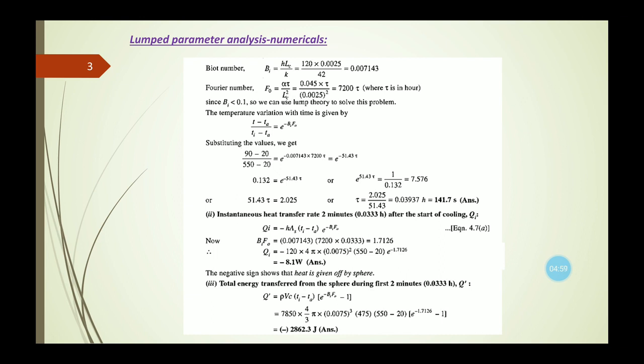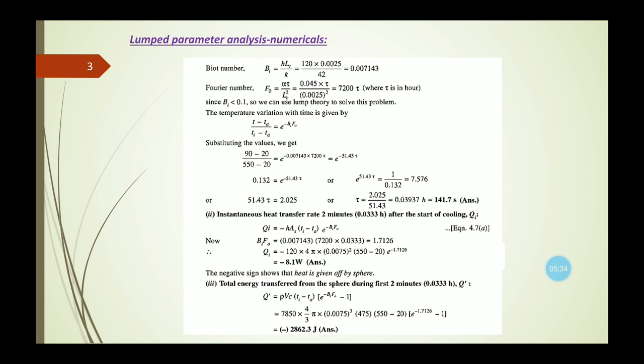Now how to calculate the value of the Fourier number? The formula to calculate the Fourier number is alpha tau by Lc square. Now the value of alpha, that is thermal diffusivity, is actually given in the numerical, that is 0.045, and tau is the time that we need to calculate for the first part of the numerical, and Lc is the characteristic length which we have calculated just now. So ultimately we are getting the value of the Fourier number as 7200 tau.